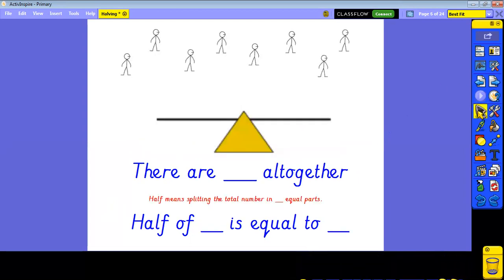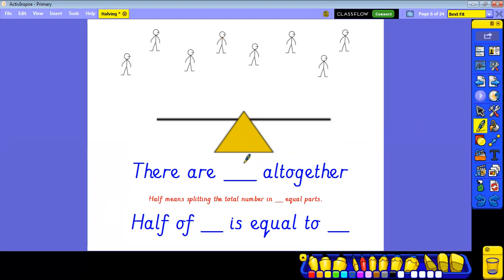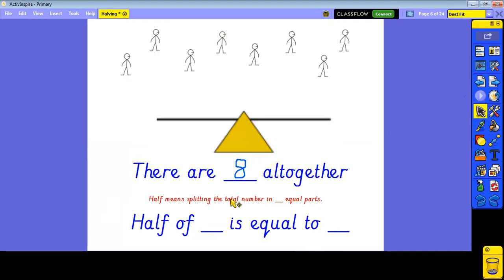So let's have a look at some more children. There are how many children altogether? Can you count them for me? Let's do that then. 1, 2, 3, 4, 5, 6, 7, 8. So there are 8 children altogether. We want to find half. Now half means splitting the total number of children into how many equal groups? That's right. Half means splitting it into 2 equal groups. So let's do that then.